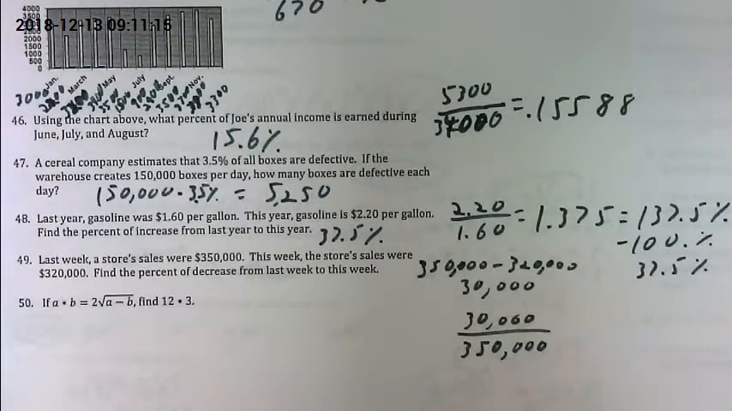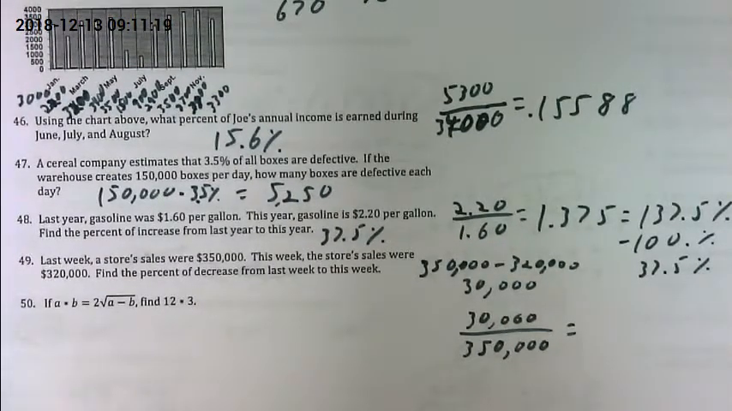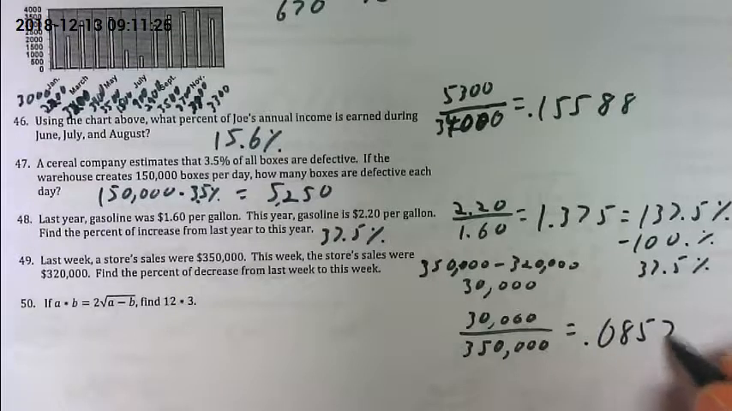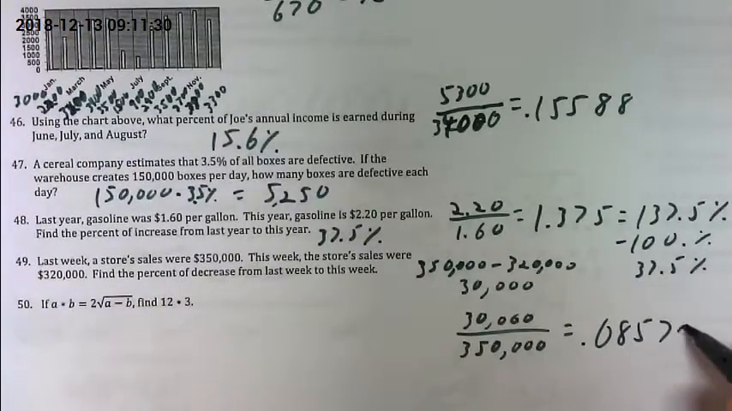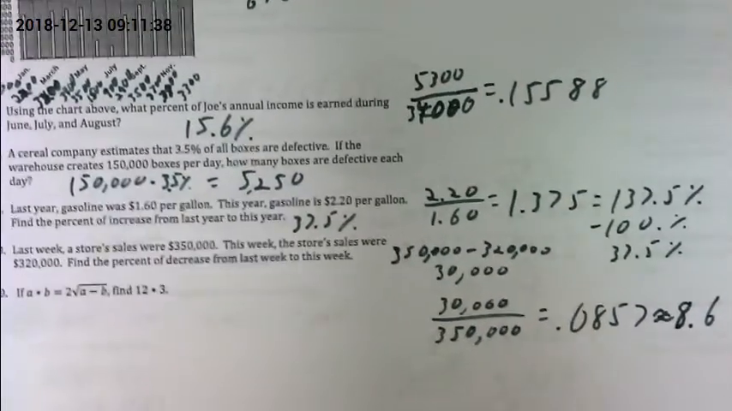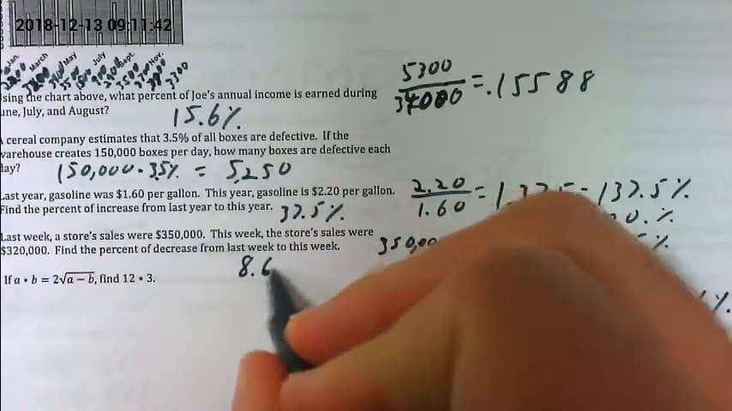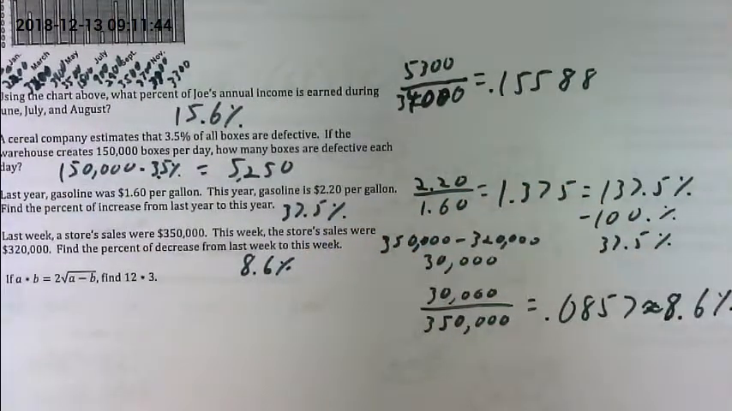So then finding the decrease, we could say, well, that 30,000 over the original amount, which was the 350,000. And when you divide that, it'd be 0.0857. And we're going to change that to a percent. Oops, move the decimal 2 places. 8 point, just round it off to 8.6%. That'd be the percent decrease.